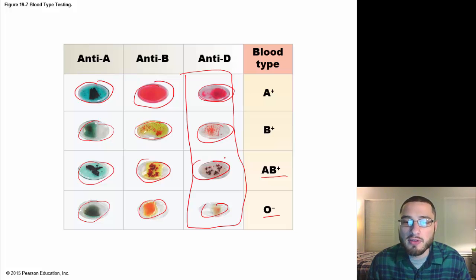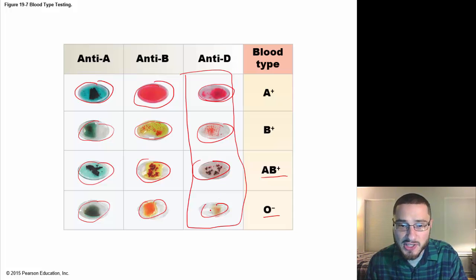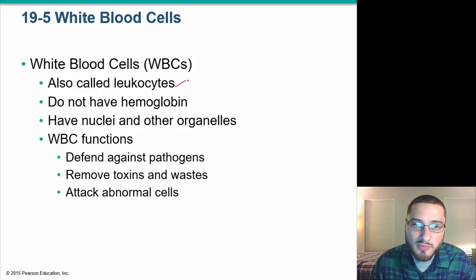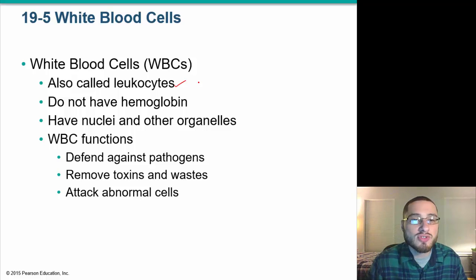Same goes for these next two. If this one showed no clotting here, no clotting here, and then there was clotting here, it would be O positive. White blood cells, also called leukocytes, so we call them WBCs, sometimes we call them leukocytes.